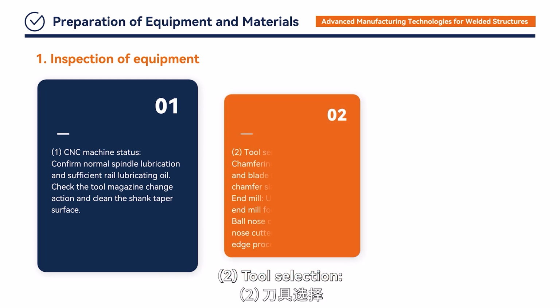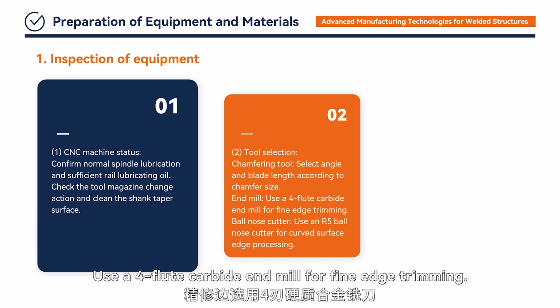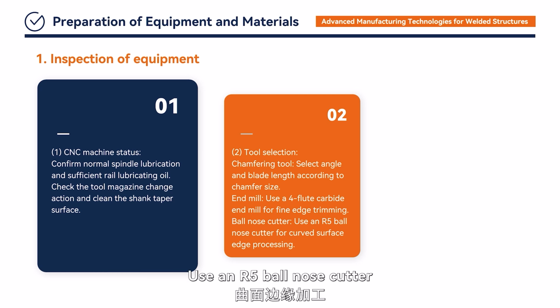2. Tool selection. Chamfering tool. Select angle and blade length according to chamfer size. End mill. Use a 4-flute carbide end mill for fine edge trimming. Ball nose cutter. Use an R5 ball nose cutter for curved surface edge processing.